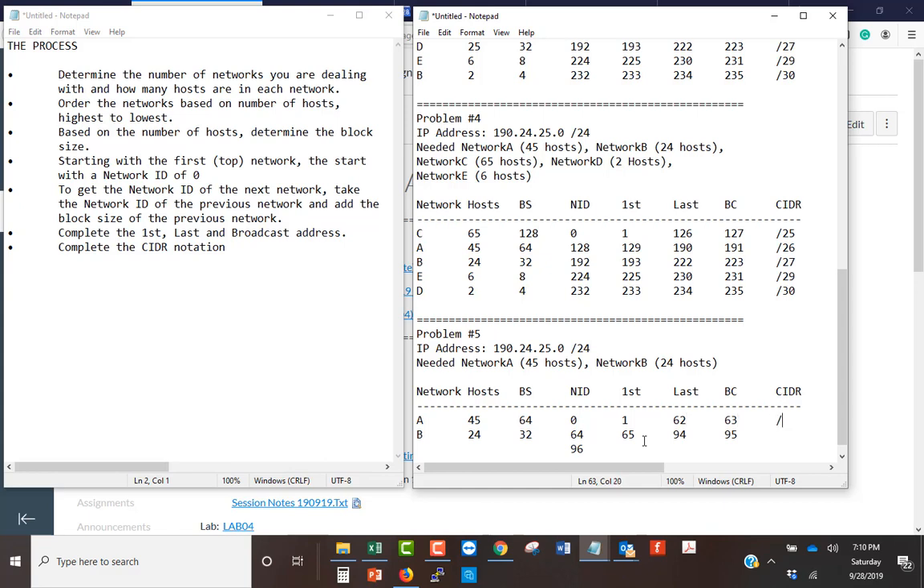This is going to be a CIDR, because it's 64, there are 2 extra bits, so it's a /26, and then a /27. All right. So those are the answers to the 5 problems.